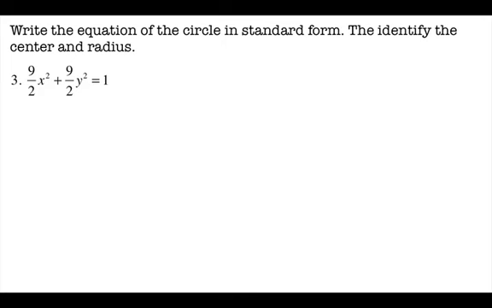Number 3, write the equation of the circle in standard form, then identify the center and radius. So in standard form, I somehow need to get rid of that 9 over 2 in front of the x squared and the y squared. So what I do is I multiply left and right by 2 over 9, and this is what I get. From here it is basically in standard form. I should be able to identify the center and the radius.